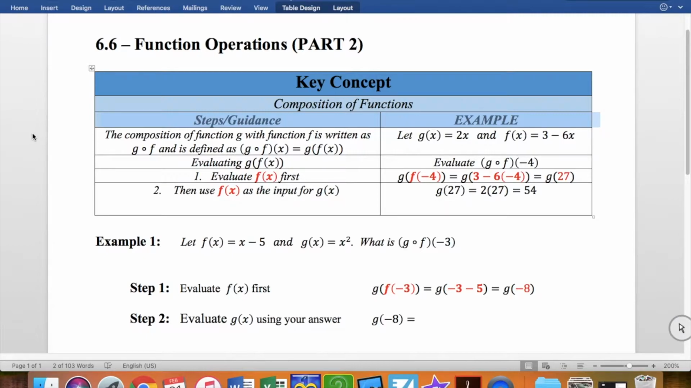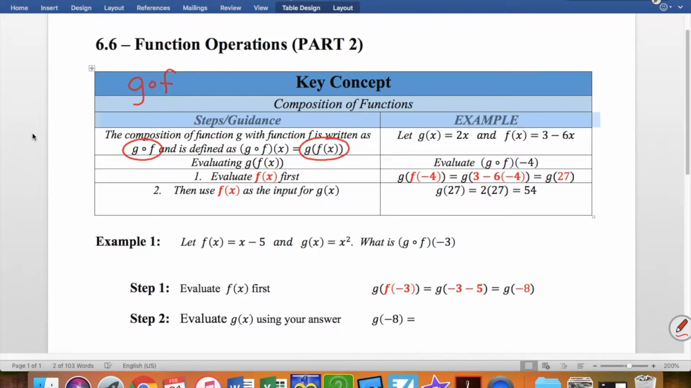So composition of functions is talked about in this chart right here, and I've got the steps and the guidance right here. I want you to see the notation right there. The composition of function g with function f is written like this. It looks kind of like a multiplication sign, but it's more of an open dot. So it's like g, a little open circle of f, and it's defined like this, the composition of function g with function f, and here is kind of what it means.